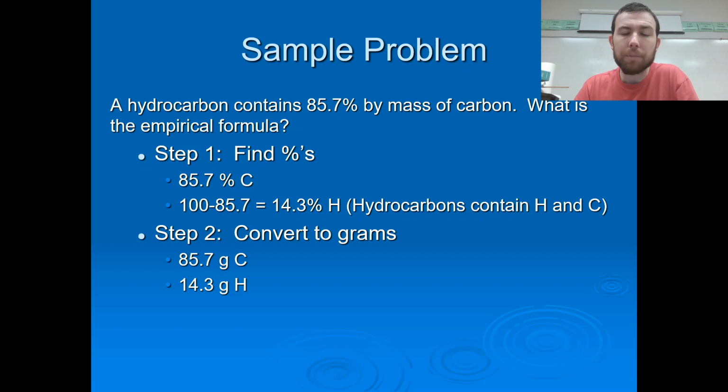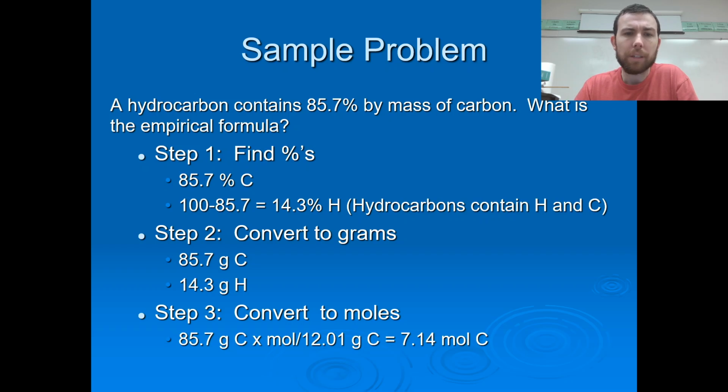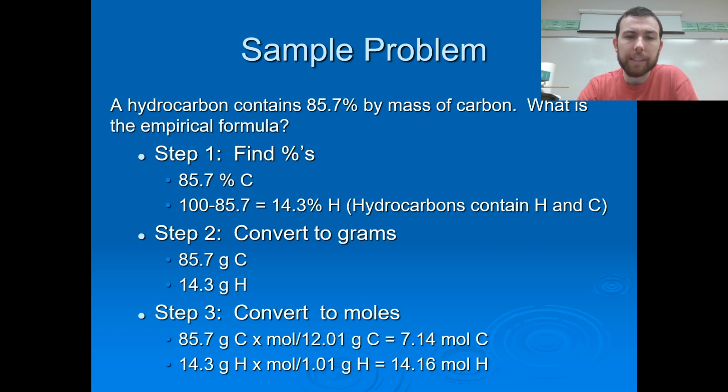So now we've completed step 2. Step 3 says we need to go to moles. In order to do that, we're going to take the gram values and divide them by the molar masses of those respective elements. So for carbon, we take the 85.7 and divide it by 12.01 grams per mole, and we end up with 7.14 moles of carbon. For hydrogen, we take that 14.3, divide it by 1.01, and we end up with 14.16 moles of hydrogen.